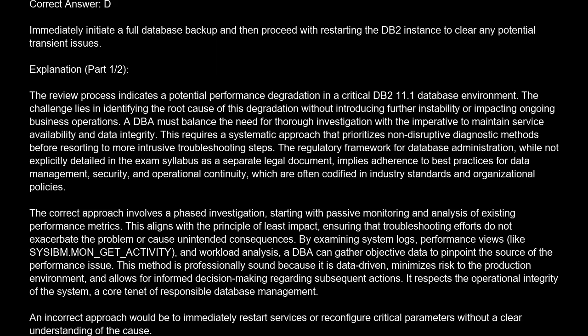This aligns with the principle of least impact, ensuring that troubleshooting efforts do not exacerbate the problem or cause unintended consequences. By examining system logs, performance views like SYSIBMADM and MON_GET activity, and workload analysis, a DBA can gather objective data to pinpoint the source of the performance issue.